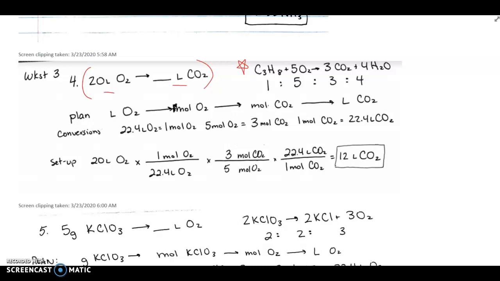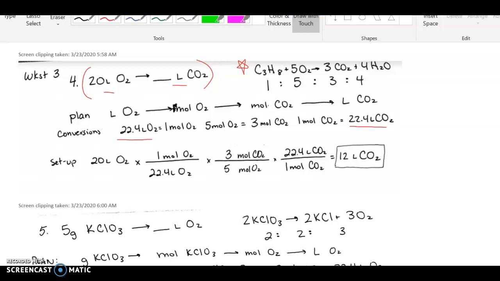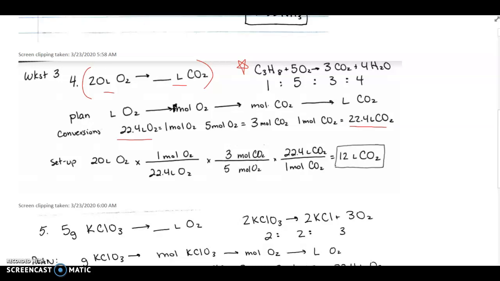And so we start out with our plan. We're going to go liters to moles to moles to liters. Our conversion, we're using our 22.4 liters for both of these. 22.4 liters of oxygen equals 1 mole of O2. 22.4 liters of CO2 also equals 1 mole of CO2. The part that really has the most importance when trying to figure this out is the part in the middle, which is our mole ratio.